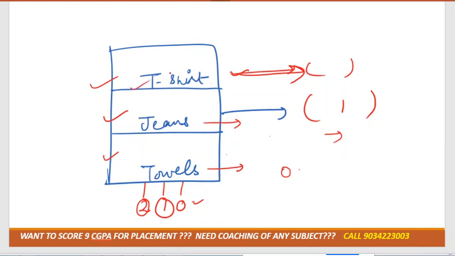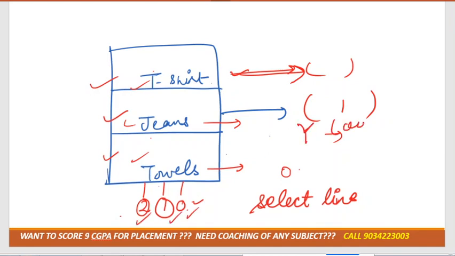So t-shirt, jeans and towel are your inputs, and 0, 1, 2 are your select lines, because you are not selecting the t-shirt, jeans and towel; you are selecting 0, 1 or 2. And in the output, you will get only a single output. So this is all about the multiplexer: we have different numbers of inputs and a single output, with different select lines. Got it?